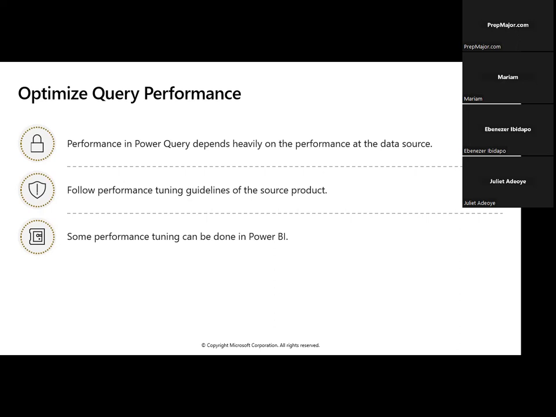Good SQL Server performance tuning techniques include index creation, hardware upgrade, execution plan tuning, and data compression. These topics are beyond the scope here. We are not even talking about them here. So Power Query takes advantage of good performance at the data source through a technique called query folding. So these are the things. Then what is query folding?